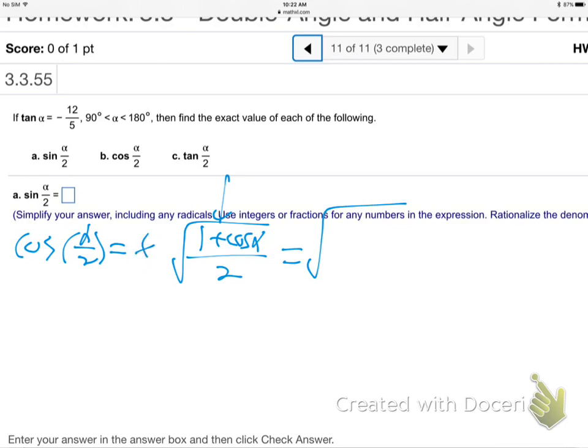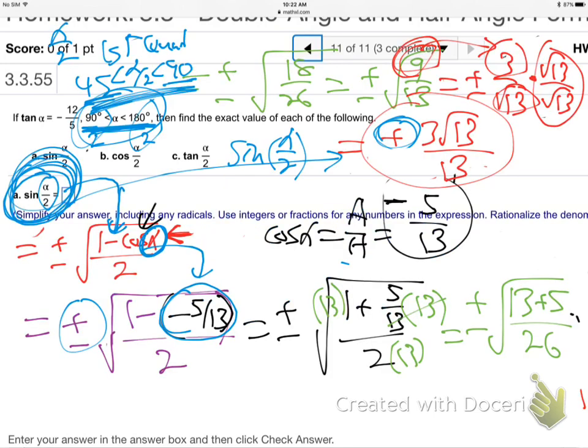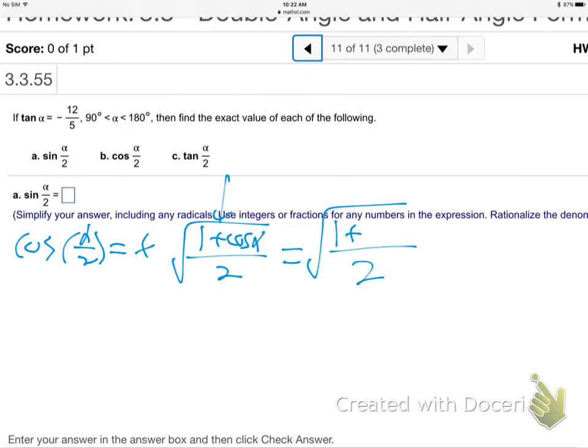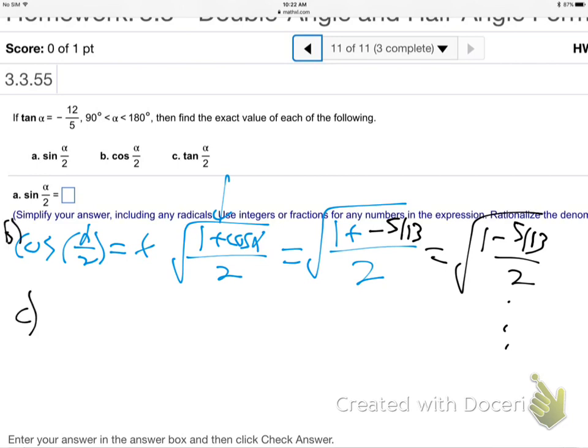Square root. Oh, alpha over 2, again, that's first quadrant. So this is just going to be plus in the front, isn't it? 1 plus cosine alpha. What's cosine alpha? Well, we just found it back here. It's negative 5/13. So it's going to be negative 5/13, like that. So that's the square root of 1 minus 5/13 over 2. Can I go dot, dot, dot? All the rest the same. Multiply top and bottom by 13 and blah, blah, blah. Right? On that.